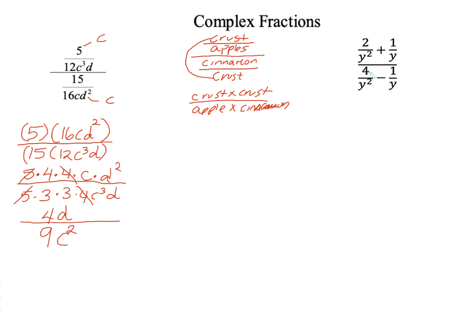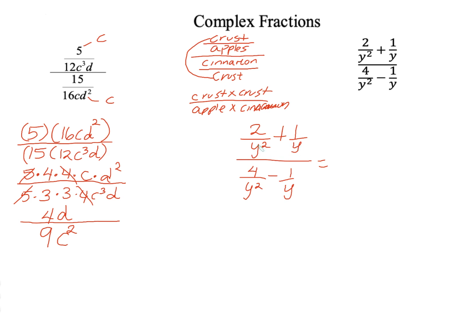Now this one's a little bit more complex because we have addition and subtraction. So our first step is to actually find the LCD. So I'm going to come over here. I have 2 over y squared plus 1 over y, and I'm dividing by 4 over y squared minus 1 over y.